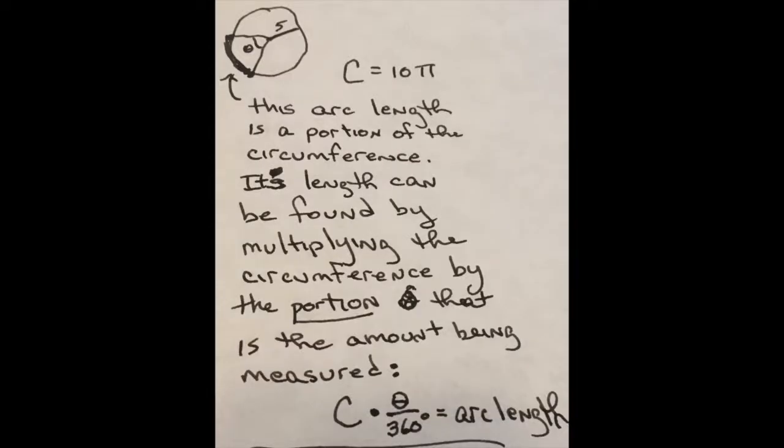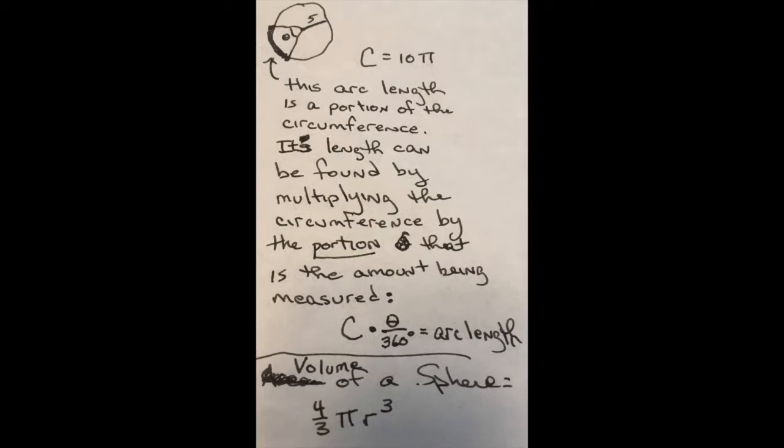And then finally, in this little bit of extra room here, a sphere. If I want the volume of a sphere, it equals 4 over 3 times the radius cubed times pi, and that's units cubed.